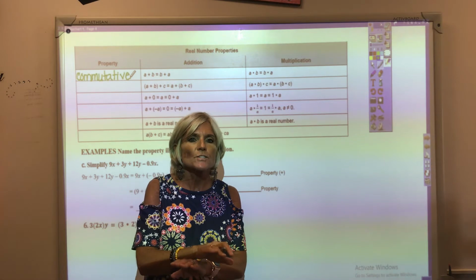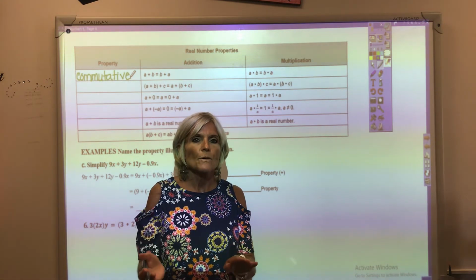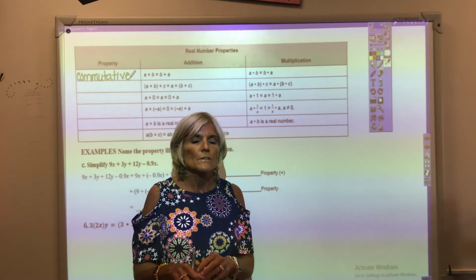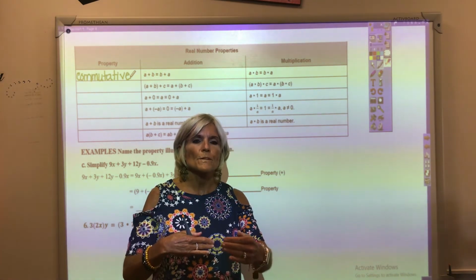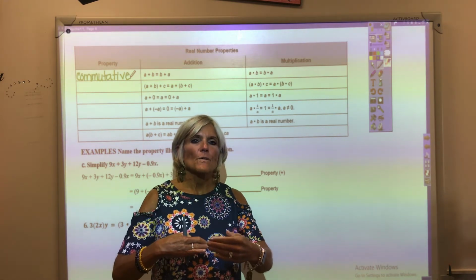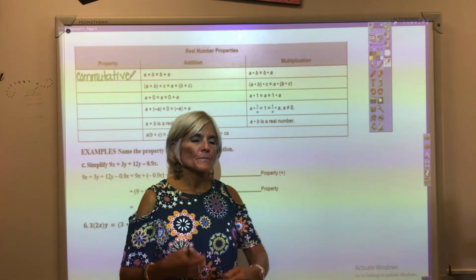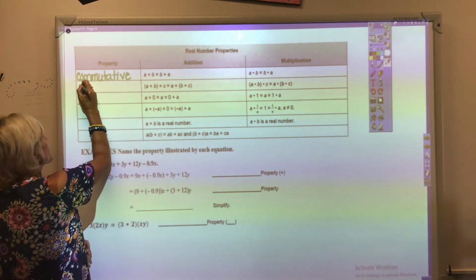So this works with addition and multiplication. The order doesn't matter when you add or you multiply numbers. So commuting is going back and forth. That's one way to remember it. You're going one way, you're coming back the other way. So order doesn't matter. The second property is called the associative property.